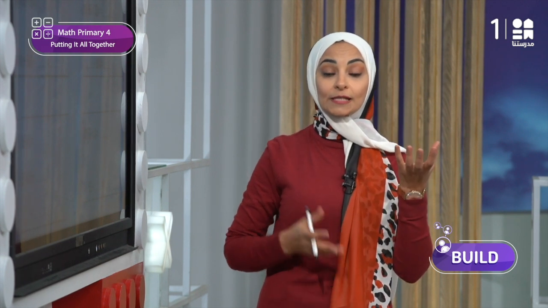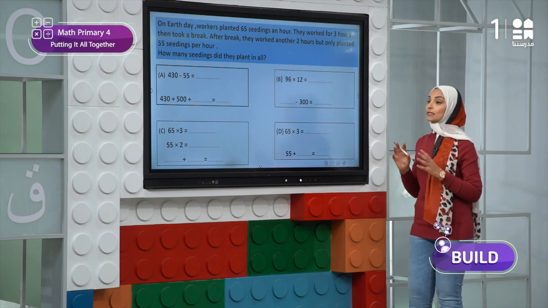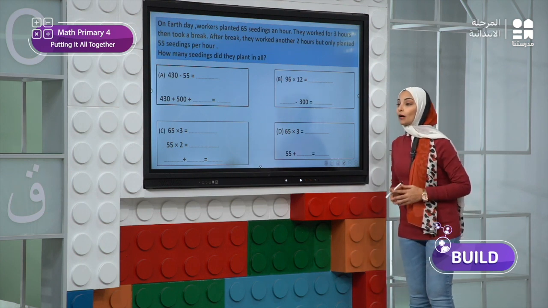Then we multiply 65 seedlings by 3. Okay? 65 seedlings by 3. And what else do we need to know? We need to know the number of seedlings planted after the break. So we need to know before the break and after the break. So we will multiply 55 times 2. In order to calculate the total, I will add the 2 products of multiplication.